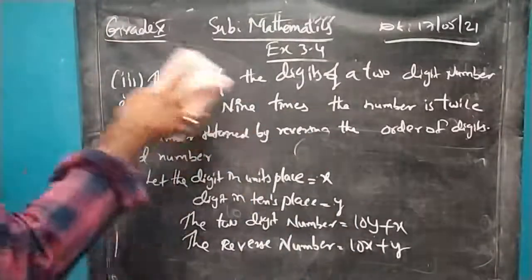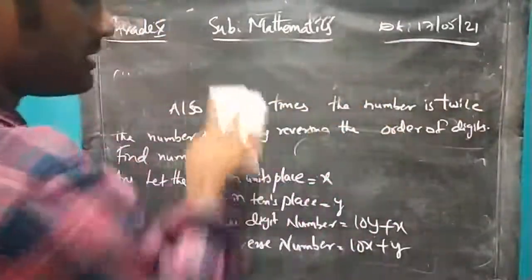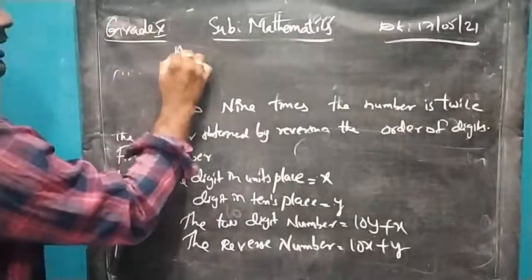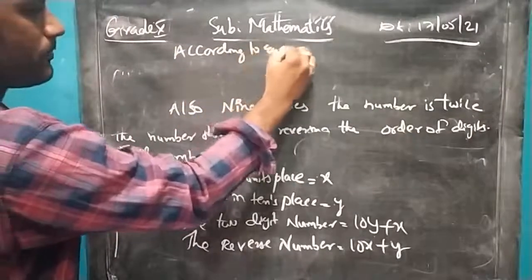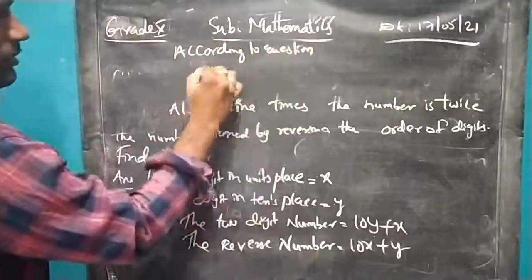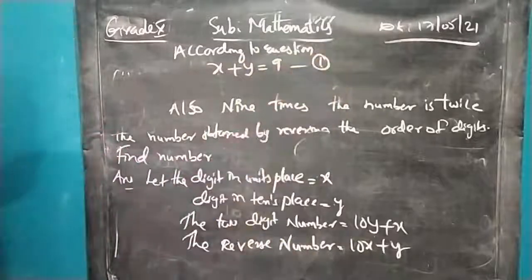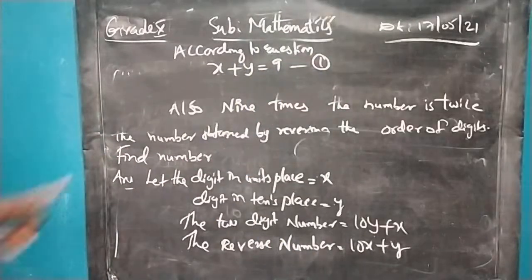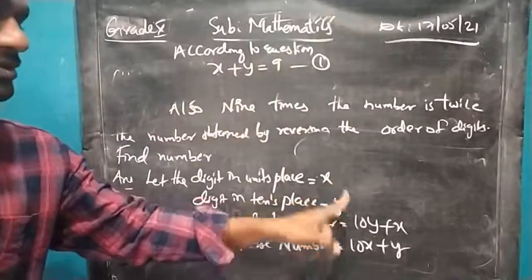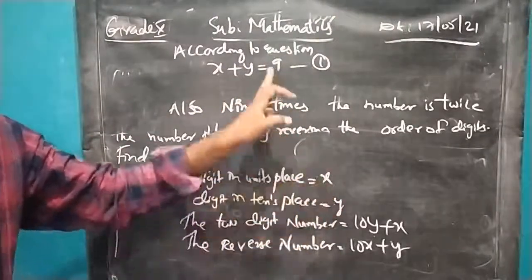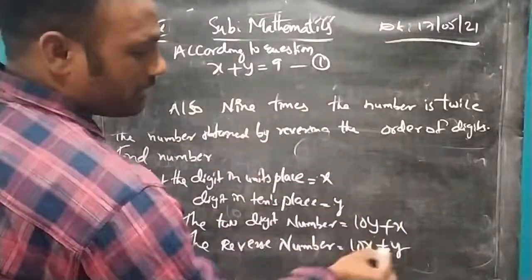So here the sum of the digits of a 2-digit number is 9. According to the question, x plus y is 9. This is the first equation. Because it is clearly mentioned in the question, the sum of the digits is 9. We are assuming x is 1 and y is 1, so if I do the addition, I have to get the answer as 9. 9 times the number. What is the original number here?